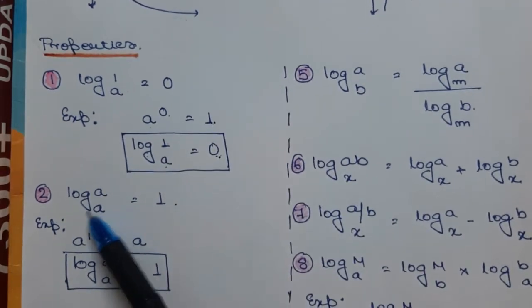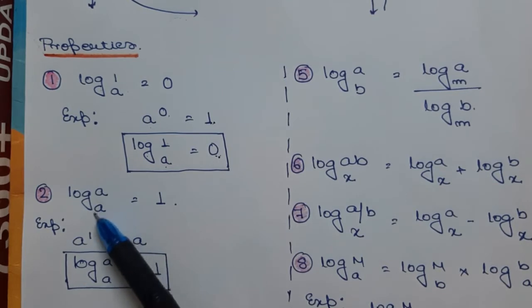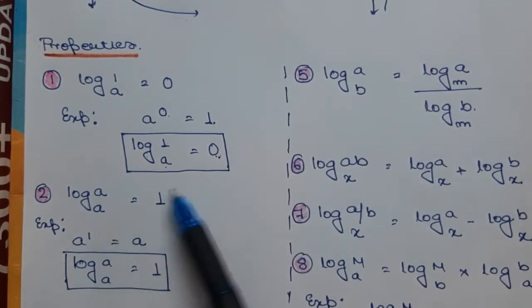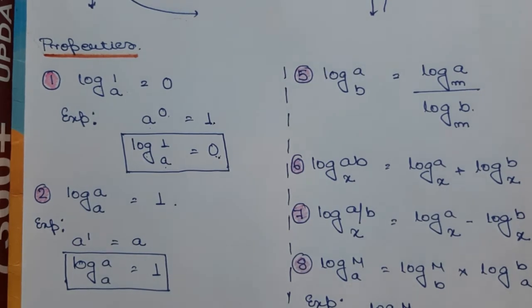Now log of a to the base a, meaning when this and the base value are the same, will always give 1. Why? Let us see an explanation. If a to the power 1 is a, then if we take log of a to the base a, it is also 1.